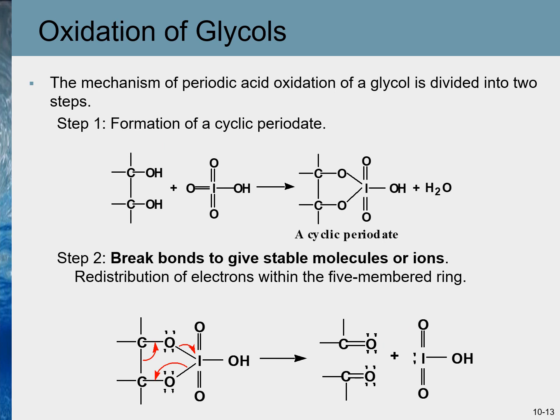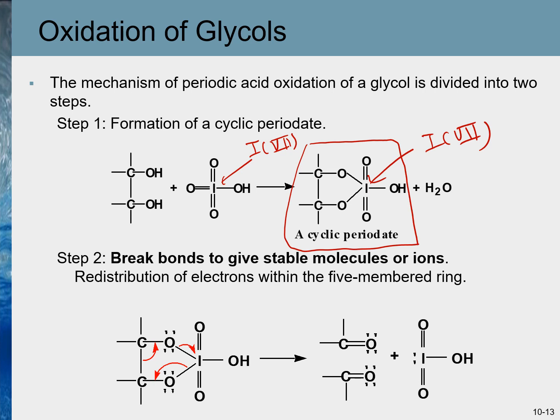The mechanism of periodic acid oxidation of glycol is divided into two steps. First step involves the formation of cyclic periodate intermediate. In this step, the oxidation state remains constant. Oxidation state of iodine is 7. So there is no change in oxidation, and hence no oxidation has taken place yet.